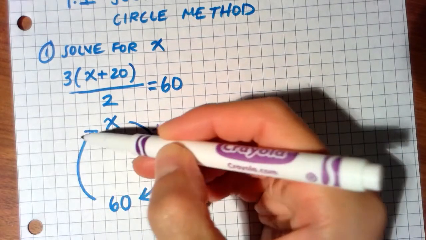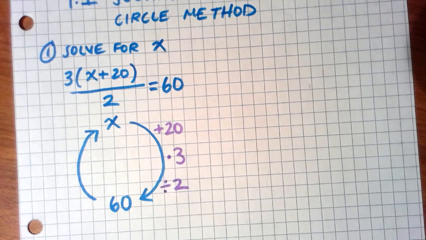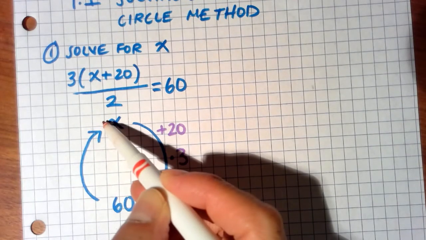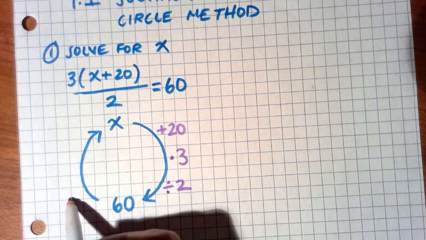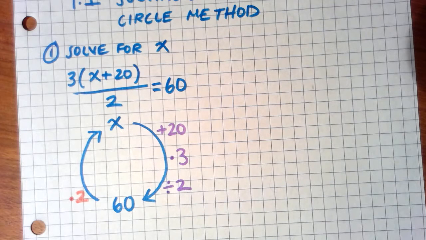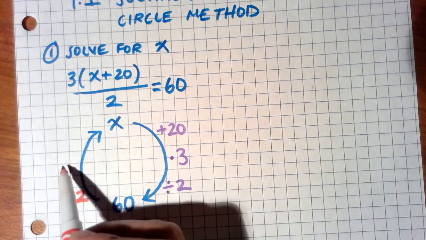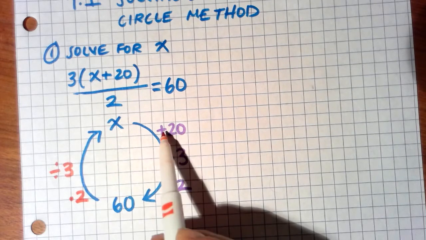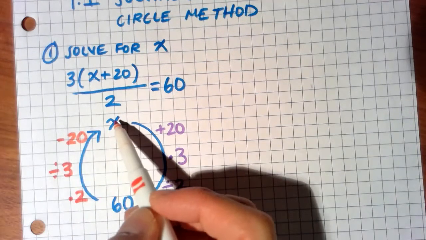Now, to do the left side of the circle, I'm going to write the inverse operations of each of these. Remember, inverse operations is the opposite, how to undo something. And I like to work from the bottom and go to the top. So the opposite of dividing by 2 would be multiplying by 2. Next, the inverse operation of multiplying by 3 would be dividing by 3. And then the inverse operation of adding 20 would be to subtract 20, and then that brings us back to x.